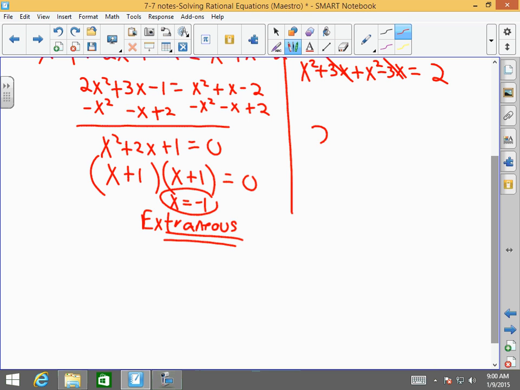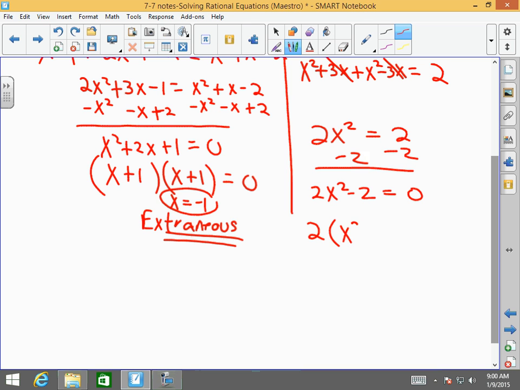You had 2x squared equals 2. Subtract the 2. 2x squared minus 2 equals 0. Factor out a 2. That's x squared minus 1 equals 0. That's 2 times x plus 1, x minus 1. Beautiful. That even works better. That's even smarter because we haven't really worked with radicals. You are a genius. So zero product property.